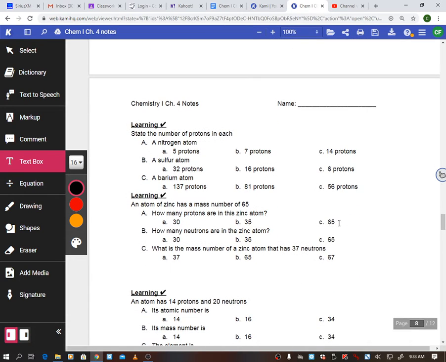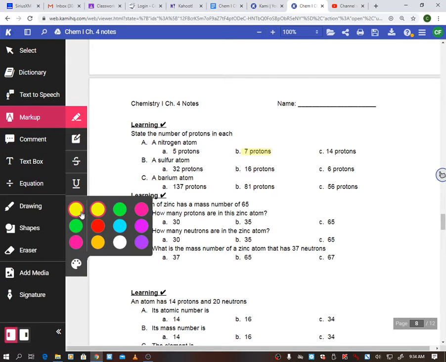Alright, so we have a learning check. A nitrogen atom. If you look at nitrogen on your periodic table, its atomic number is 7, so it's going to be 7 protons. A sulfur atom. If you find sulfur on your periodic table, its atomic number is 16, so it is going to have 16 protons. C, a barium atom. On your periodic table it is element number 56, so it is going to have 56 protons.